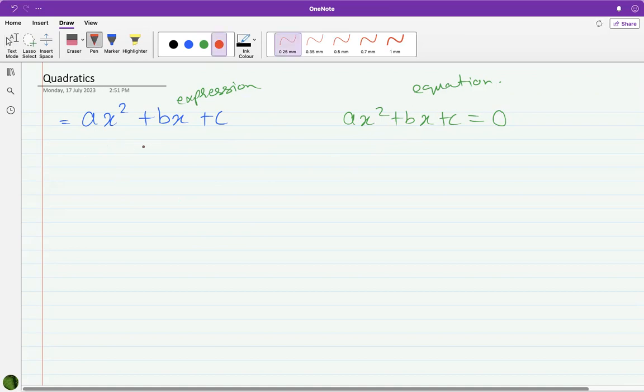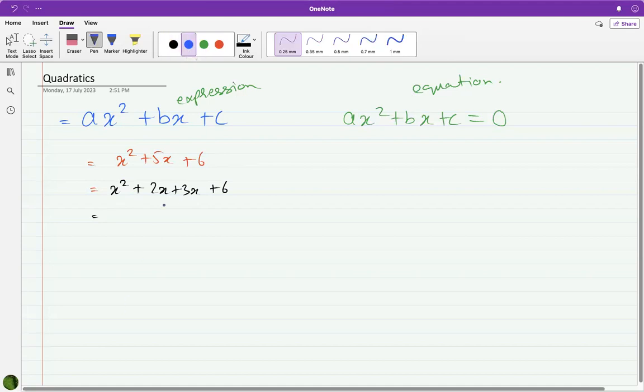This is O levels, then we'll jump on to A levels. For example, x square plus 5x plus 6. If this would have been an expression and we are asked to factorize it, we can use middle term breaking or completing square or quadratic formula. So this is x square plus 2x plus 3x plus 6. Any disagreement in this thing? That these are the two factors.